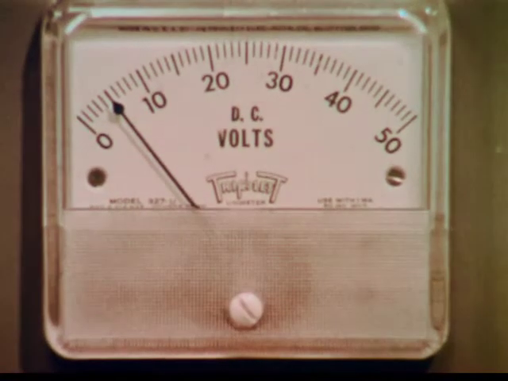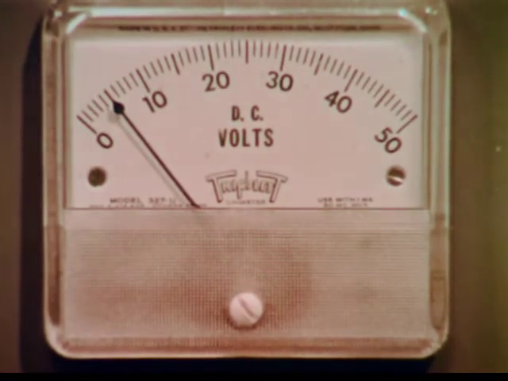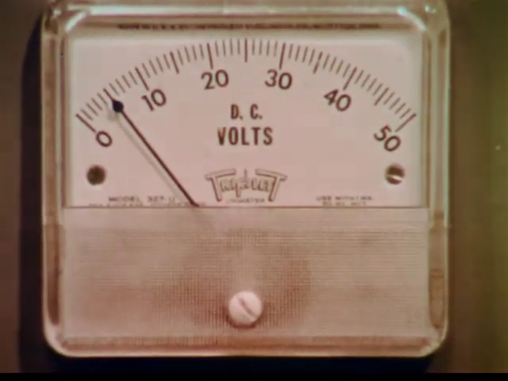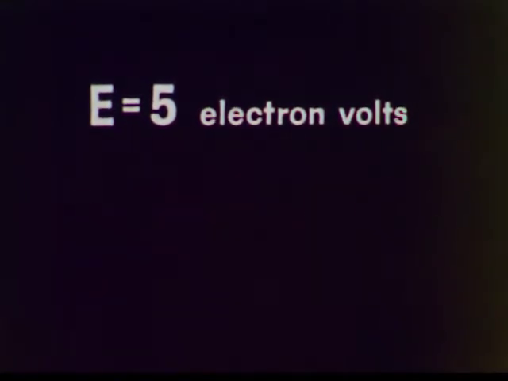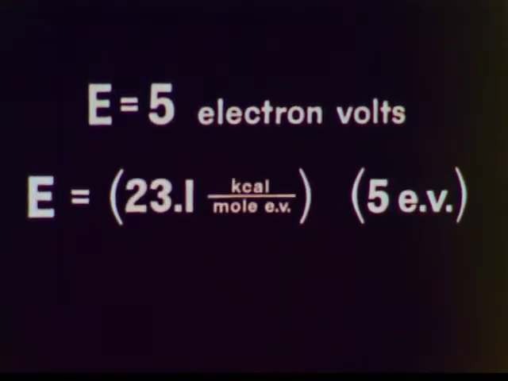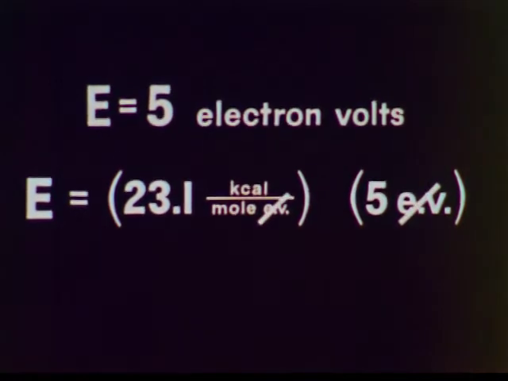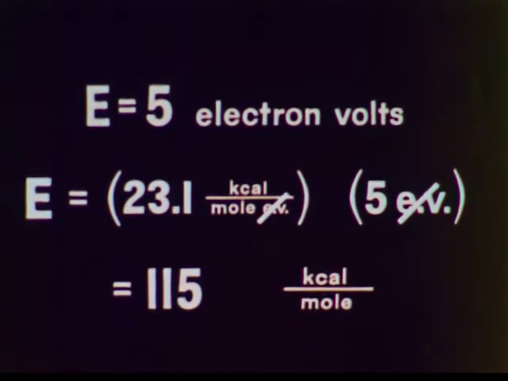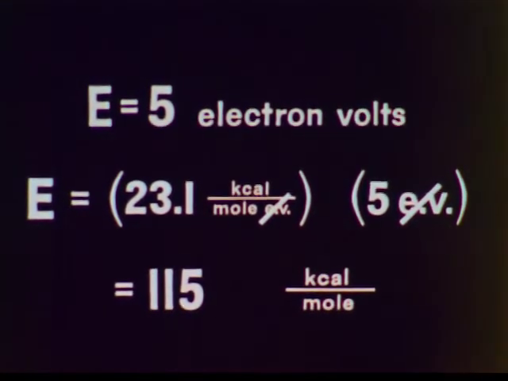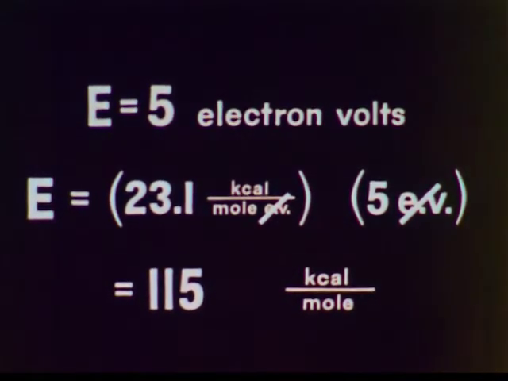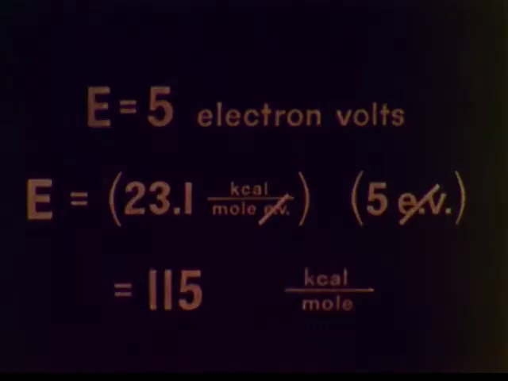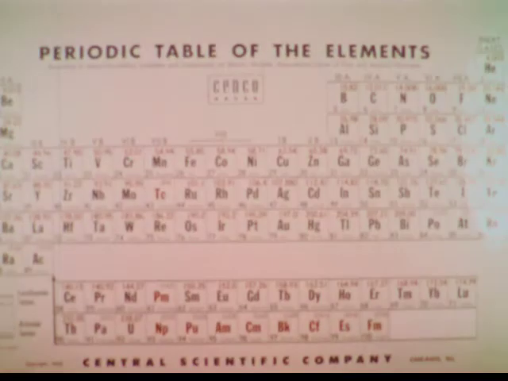The ionization energy of sodium can be calculated from the measured accelerating voltage of 5 volts. An energy of 5 electron volts was given to each electron. We can change the units to kilocalories by multiplying by the factor 23.1. Thus we obtain about 115 kilocalories per mole with an uncertainty of about plus or minus 10. This is good agreement with the value determined by the photoionization method, 118.